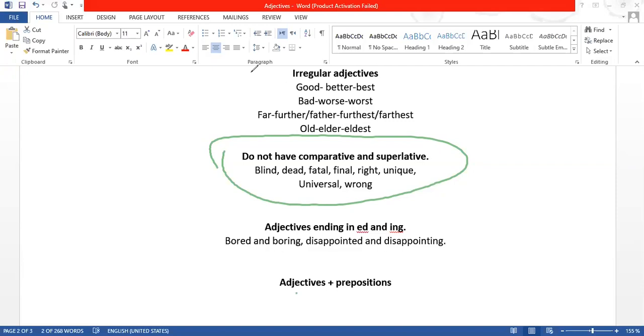Okay, fine. And the most important one is this one, right? There are certain adjectives that end with ed or ing. For example, bored or boring. Bored is a stative adjective, and boring is also a stative adjective. What is the difference? He is boring, sir. A person who is boring bores other people.